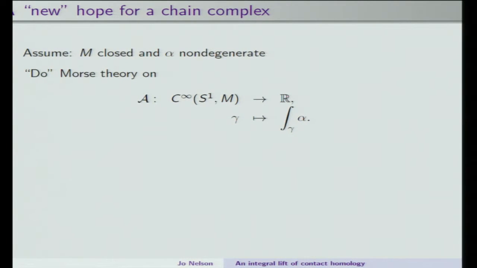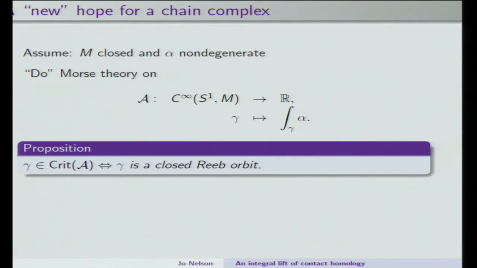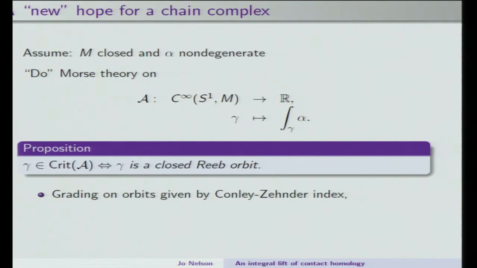So we want an isolated number of critical points. And then we're going to do Morse theory on this fake action functional, where we integrate alpha along loops on the manifold. It looks like Morse theory because all of the critical points of this action functional are just going to be closed Reeb orbits. But when I define the differential, it's not going to look like gradient flow lines, so it stops looking like Morse theory. But that's the first motivation for this.